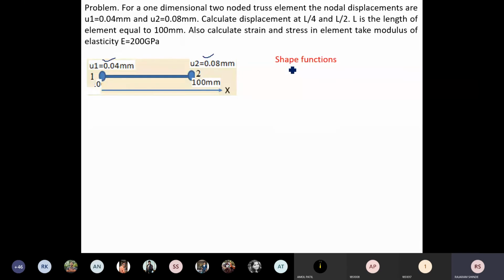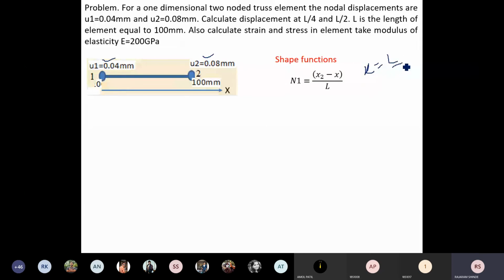Now shape functions, your equation for shape function. In place of xj I have taken x2 because I am using node number 1 and 2 locations. So xj minus x upon L, or it is x2 minus x upon L. Have you got it? Now you put the values of x2. x2 is L. Am I right? x2 is 100 or it is L.